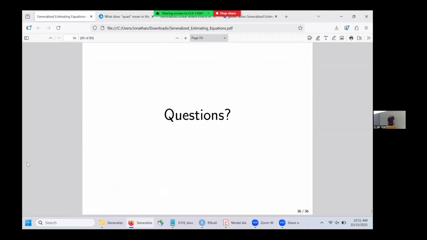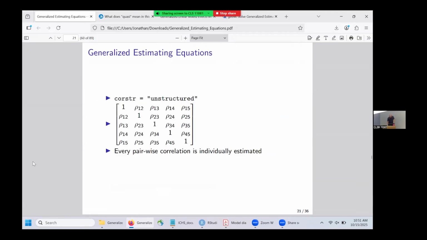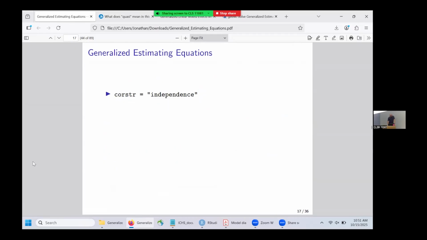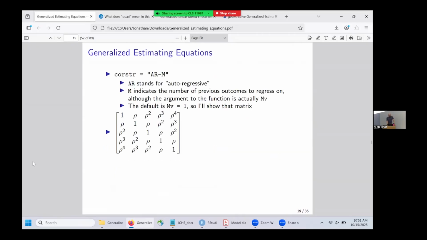Maybe if I go back. So for some of our correlation matrices, they're only going to make sense if the time intervals are consistent. For example, autoregressive. So for this one, we want our observations to be equally spaced, so that the difference, so here I use my cursor.